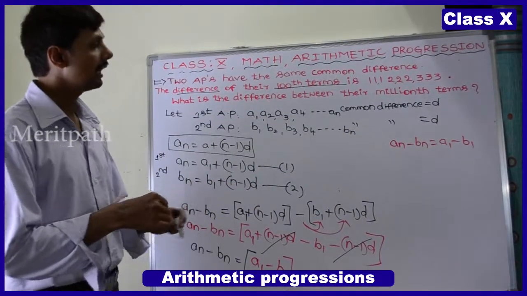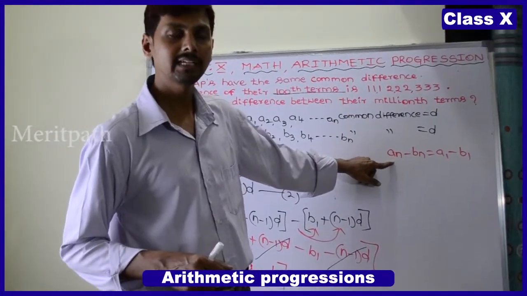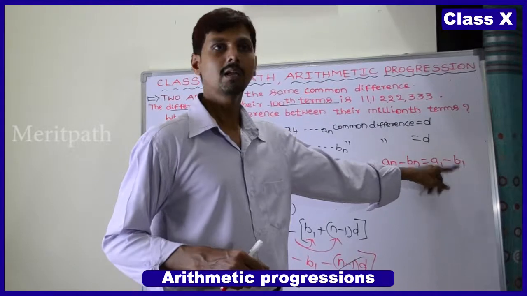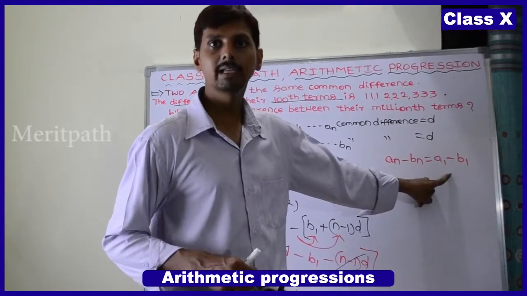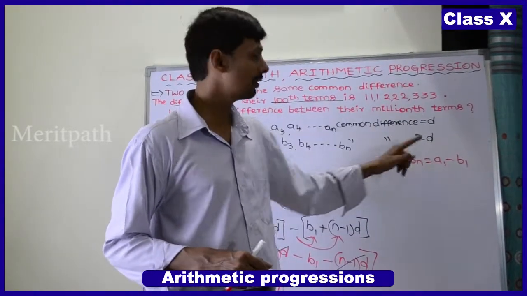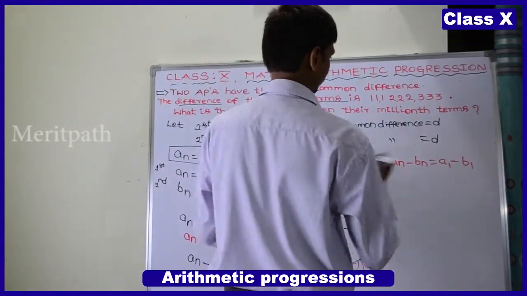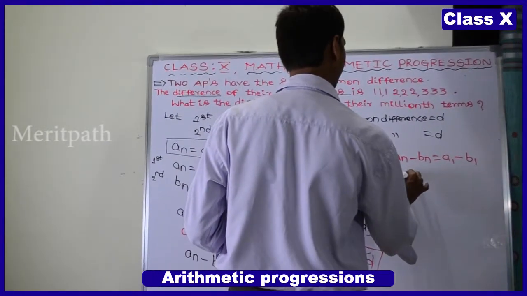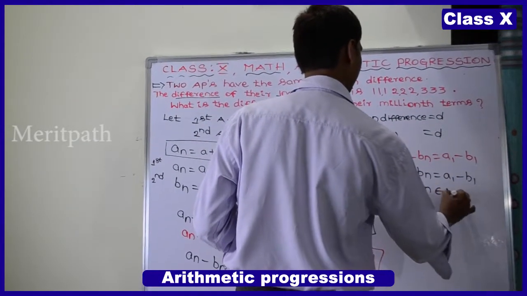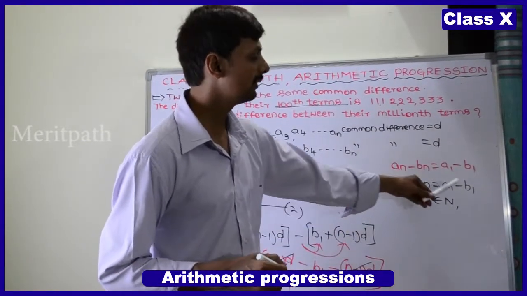So here we can understand, for any term, in the place of n, if you are taking any number, that will be the answer a1 minus b1. If you are taking the 100th term, also we will be getting a1 minus b1, or the 1000th term, then a1 minus b1 we will be getting, because in the n place we can write any natural number. So an minus bn is equal to a1 minus b1, where n belongs to any natural number.